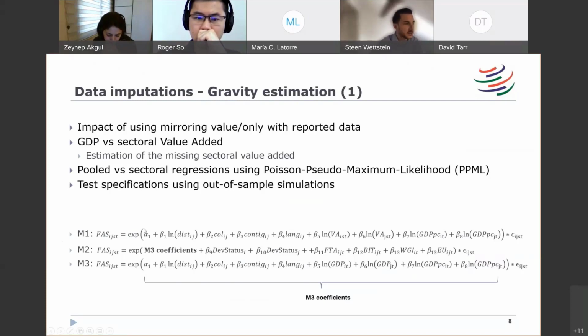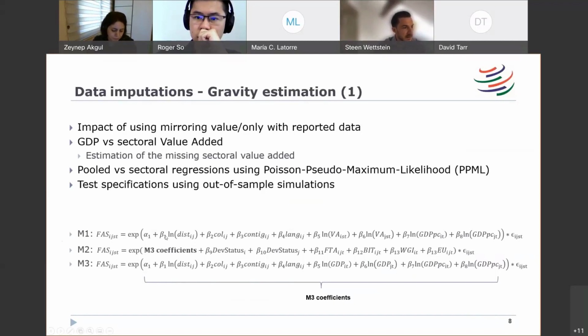And here, what I would like to show you is just how we compared, for example, those three different specifications. We have the first one, which is the traditional set of regressors used in the literature, using the distance, the colonial relationship, contiguity, the common language. And then we use the sectoral value added that is sourced from the national accounts, from the UN websites. And then we use GDP per capita of both the host and the home countries.